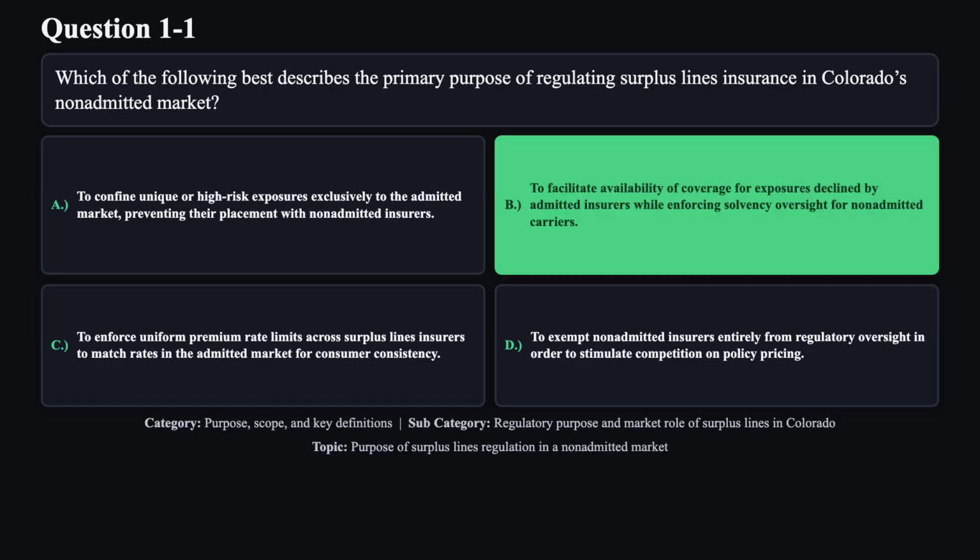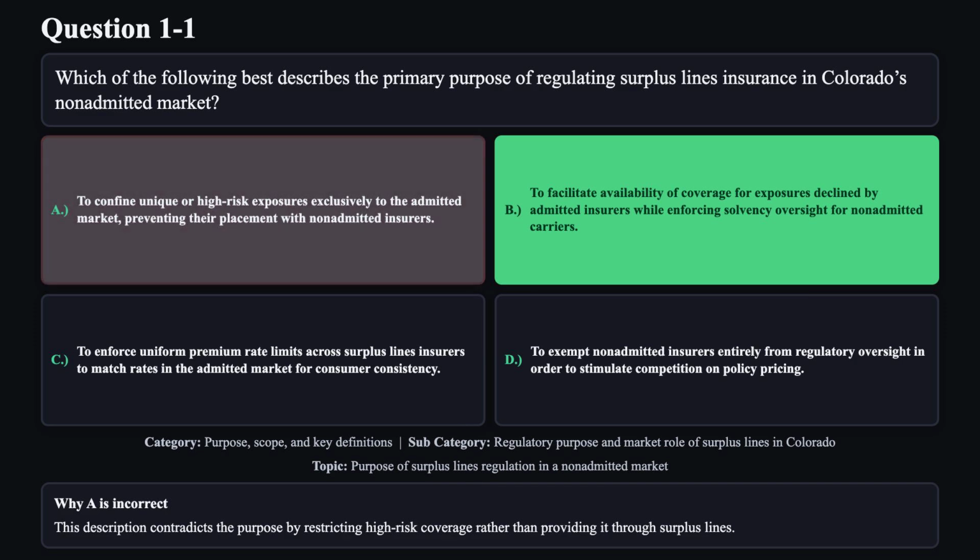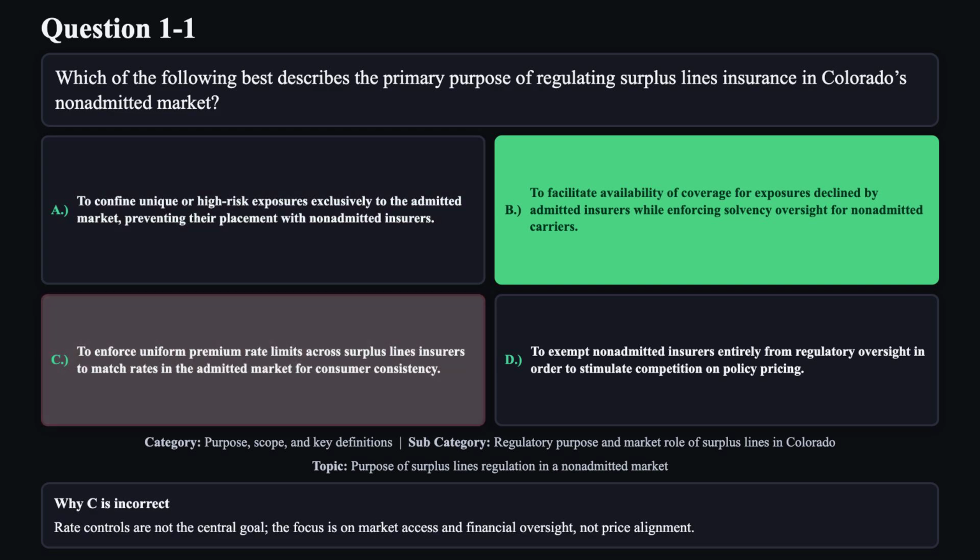The correct answer is B. The correct answer is that Colorado regulates surplus lines insurance to ensure that coverage remains available for risks that admitted insurers decline, while also imposing solvency standards to protect policyholders. Reason A is not correct. This description contradicts the purpose by restricting high-risk coverage rather than providing it through surplus lines. Reason C is not correct. Rate controls are not the central goal. The focus is on market access and financial oversight, not price alignment.